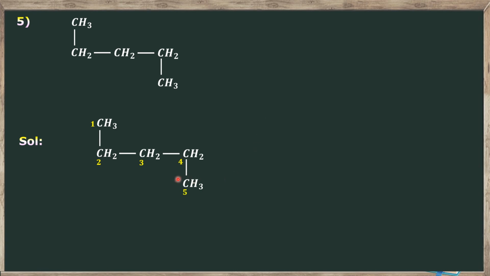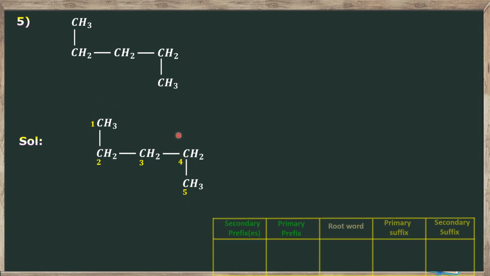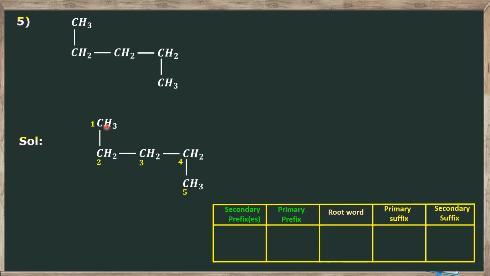In this parent chain, there are no substituents. For that reason, you can number the parent chain either from top to bottom or from bottom to top. So the root word, 5 carbon atoms are there in this parent chain. So it is pent. Primary suffix is ane because only carbon single bonds are there, and no secondary prefixes, otherwise substituents attached to any carbon atom. IUPAC name of this organic compound is simply pent plus ane, pentane.